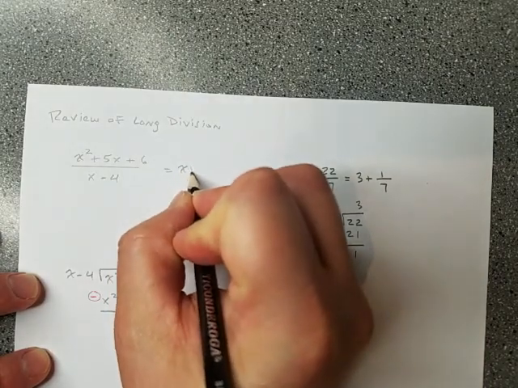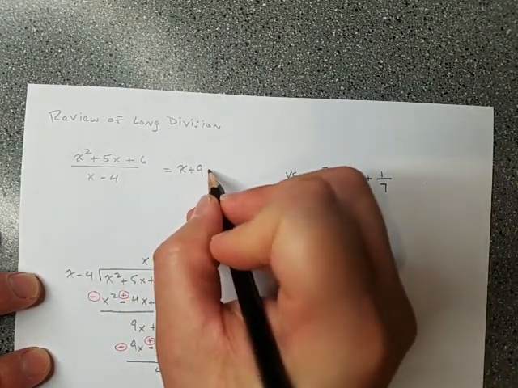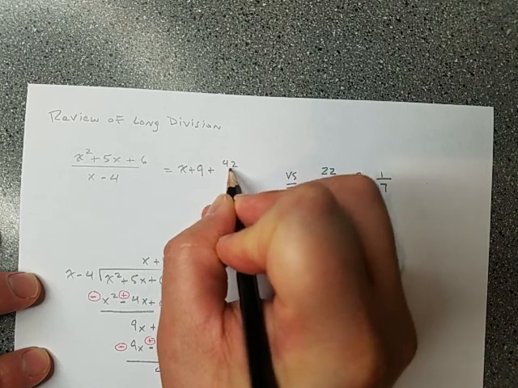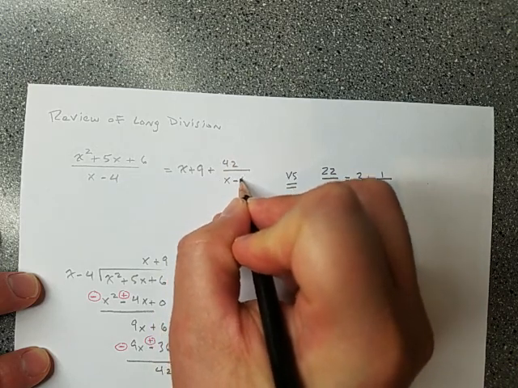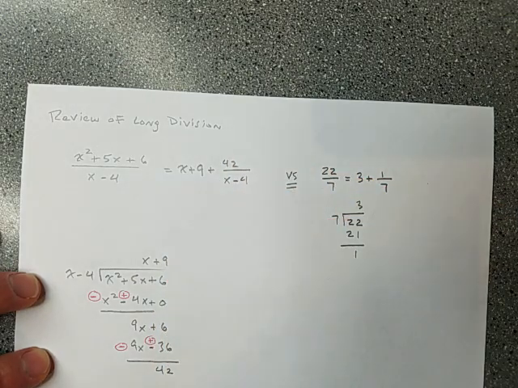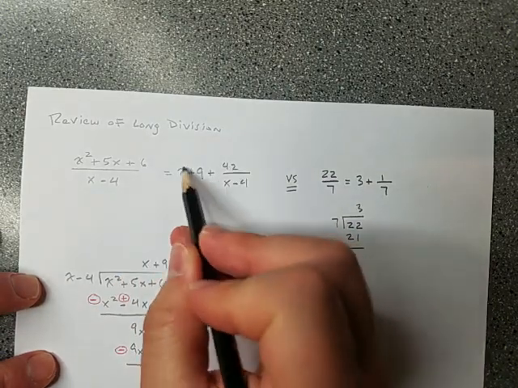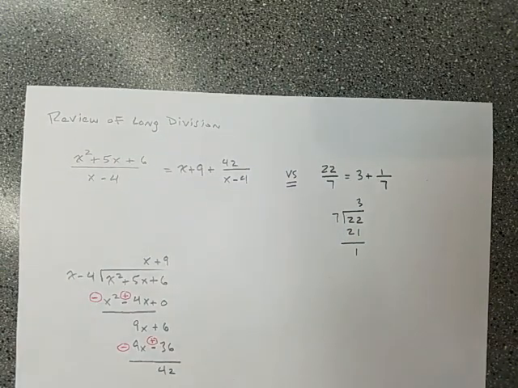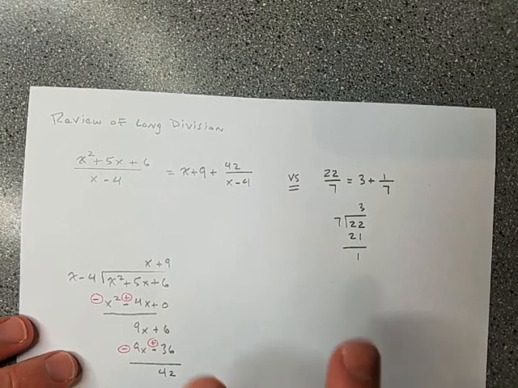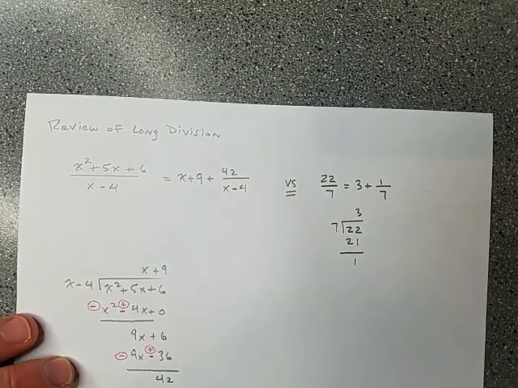Is going to be x plus 9 plus 42 over x minus 4. Okay? All right. So that's the mixed number. That's the improper fraction. That's the way division works. Now, you'll find that these also work the same way this way.